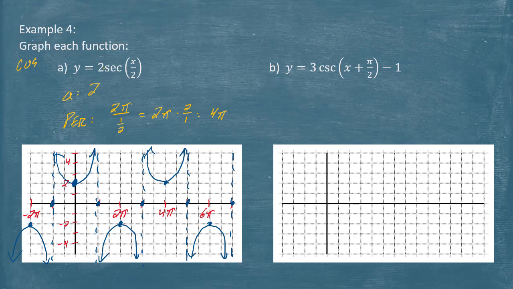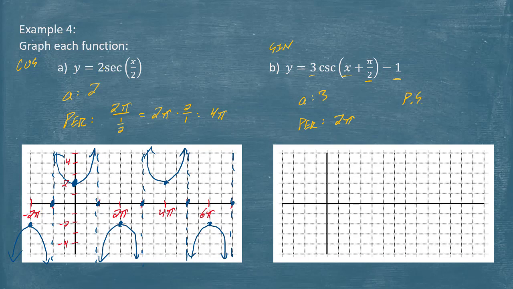Similarly speaking, here with the second example, we're going to go ahead and identify all the parts. Here now I just have some shifts that I have to account for. So this has the A value of 3, so that's going to be like the amplitude for this. It is a cosecant graph, so I need to think of all the points for sine generally. My period looks like is just going to be 2 pi divided by 1, so 2 pi.